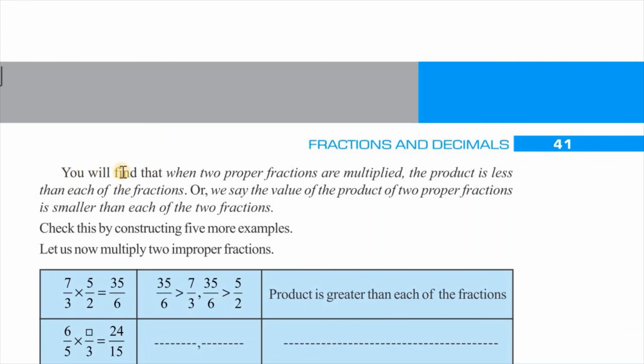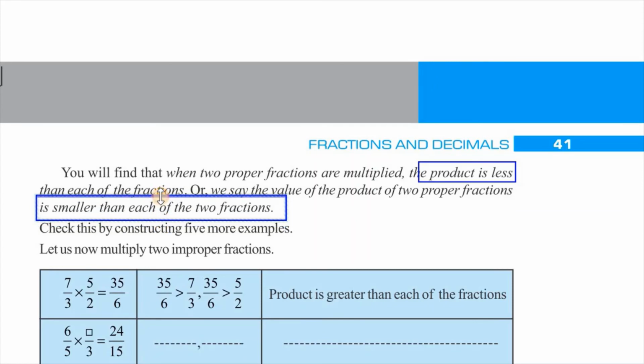So in general, you will find that when two proper fractions are multiplied, the product is less than each of the fractions. Or we say that the value of the product of two proper fractions is smaller than each of the two fractions. So this is the exact opposite case of whole numbers. In case of whole numbers, the value of the product was greater than the two whole numbers. But in this case, the value of the product of two proper fractions is less than either of the two fractions.